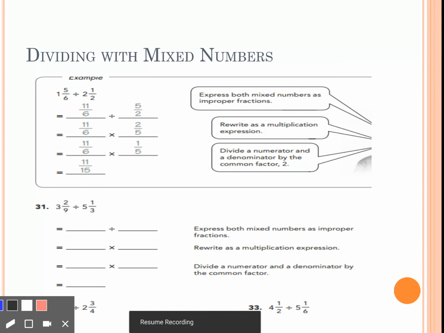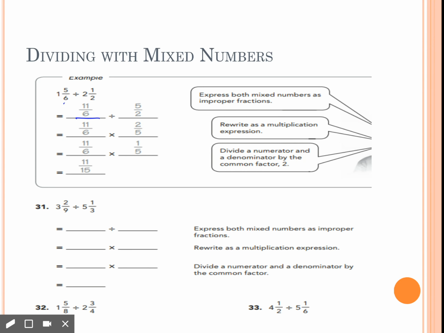Okay, so on this page here, we're dividing a mixed number by a mixed number. So both mixed numbers have to be turned into improper fractions before we can divide. So 1 5/6 becomes 11/6. 2 1/2 becomes 5/2. And they just do 11/6 times 2/5, which would be 22 over 30. And then they just started dividing by the greatest common factor, and they did that in advance, which is where 11/15 comes from.